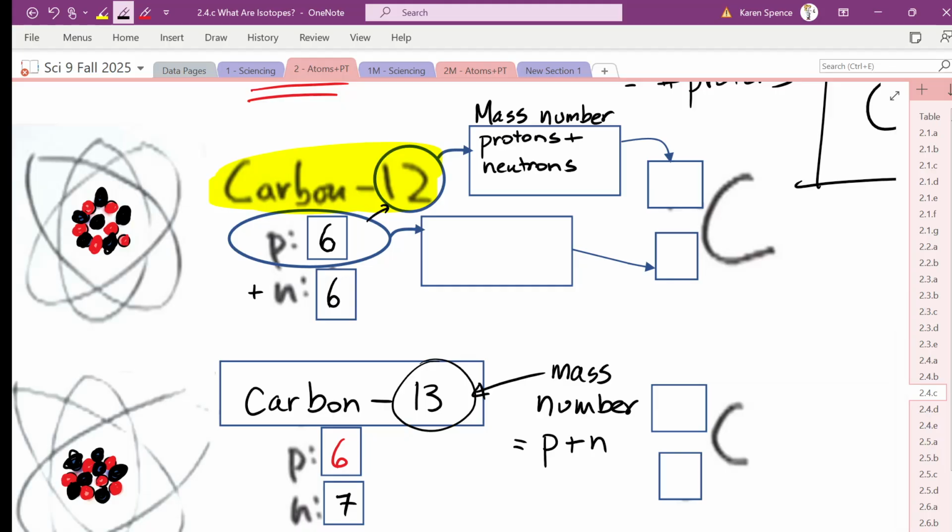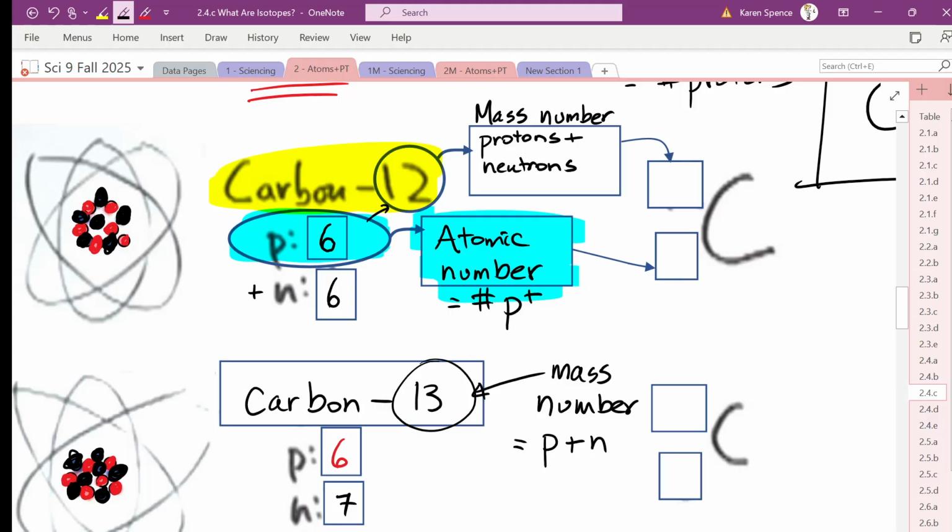Now, while we're here, we got a box right here. And it's got a little arrow pointing to it from the protons. What do we call the number of protons? That is our atomic number. So the atomic number is the number of protons. The mass number is the protons plus the neutrons.